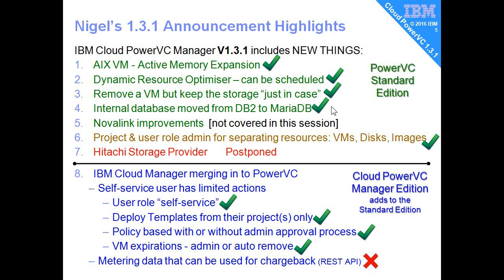In the Cloud PowerVC Manager Edition, then we have these self-service roles. We'll look at that in a second. We have the deployment templates, and the self-service guys can only use a deployment template in their projects. Then we look at the way we control with policies, the admin approval or not of the creation of a virtual machine or the deletion of a virtual machine with the VM expirations. We're not going to cover in this one the metering data that's available. I'm working on a worked example of that, and that may be in a later movie.